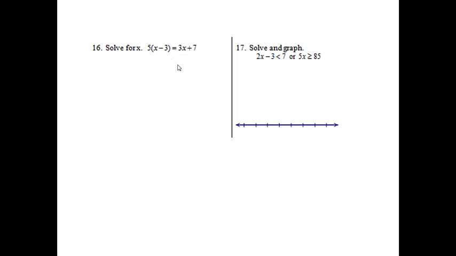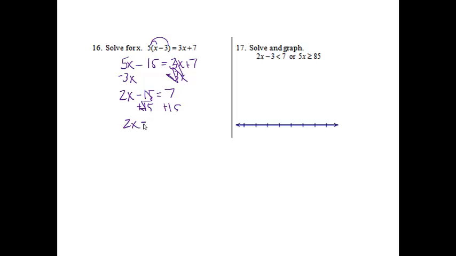Okay, problem 16, solve for x. 5 parentheses x minus 3 equals 3x plus 7. All right, the first thing we need to do is get rid of our parentheses, so I'm going to distribute. 5 times x is 5x minus 5 times 3 is 15, and then we still have equals 3x plus 7. And then from here, we need to get our x's on the same side, so we're going to subtract 3x from both sides. That will give me 2x minus 15 equals, those are gone, so I'll get equals 7. And then continuing to solve for x, we're going to get rid of our minus 15 by doing plus 15 to both sides. So I'll get 2x, those are gone, equals 22. And then I'll divide both sides by 2, and I'll get x equals 11 for my answer on that one.